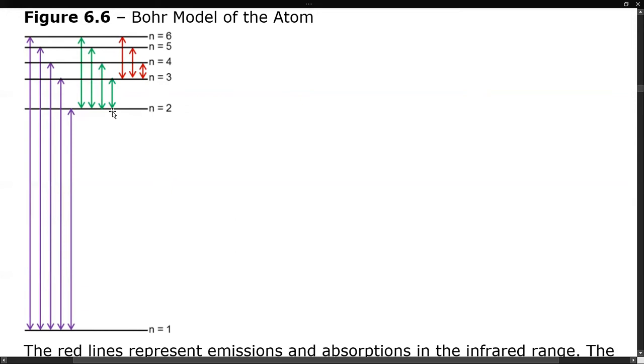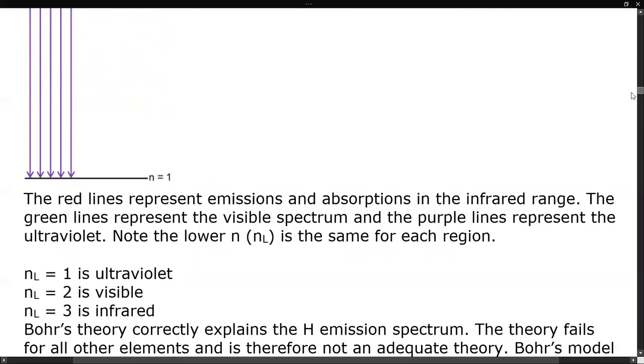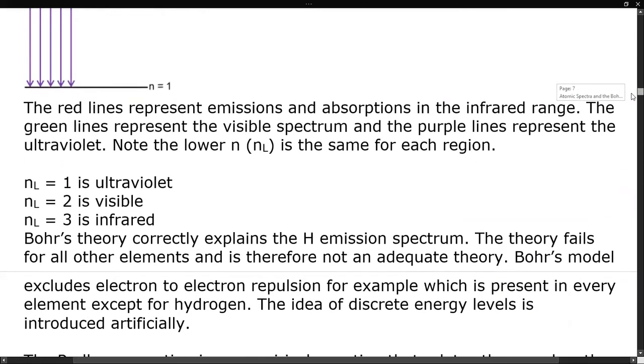The Bohr model really only works for hydrogen, which is why we don't really consider it for much going forward. But it does introduce the idea of quantized energy rather efficiently. From a higher n to 3, all those are infrared. And so the red lines are infrared, the green lines are visible, and the purple lines are ultraviolet. And so n lower equals 1 is ultraviolet, n lower equals 2 is visible, and n lower equals 3 is infrared.